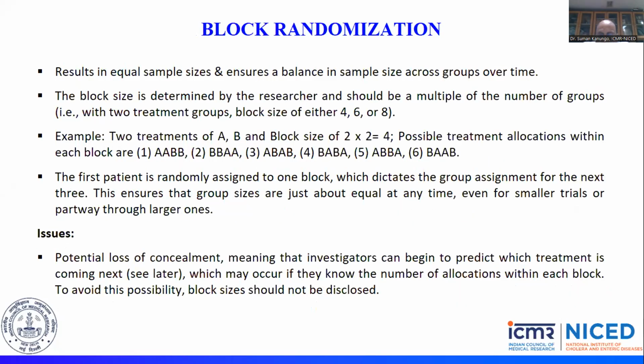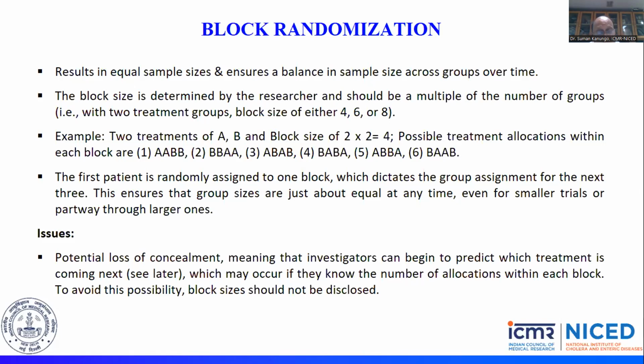To avoid that, we usually use block randomization. That means the sample sizes in both arms are equal, so there is balance, and the numbers remain the same. How do we do it? The block size is determined by the researcher and should be a multiple of the number of groups. For two treatment groups, we usually take 4, 6, or 8. For example, with two treatments A and B and a block size of 4, possible treatment allocations can be A, B, B, A; B, A, B, A; B, B, A, A; and so on.